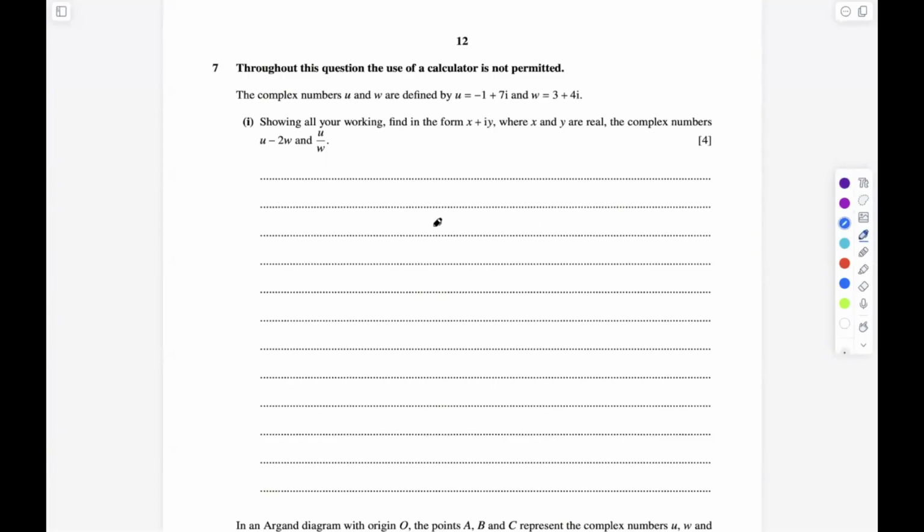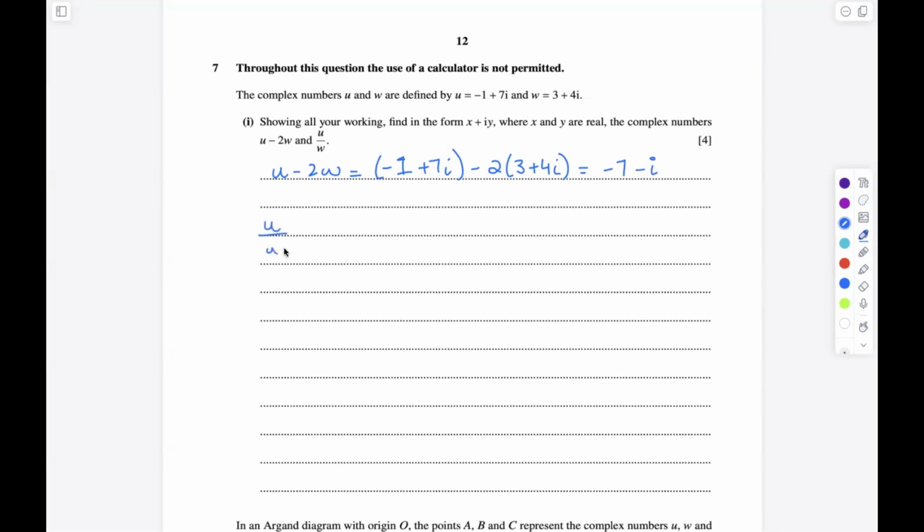In question 7, the complex numbers u and w are u = -1 + 7i and w = 3 + 4i. In part 1, we have to show that the complex numbers u - 2w and u/w are in the form x + iy. In the first step, u - 2w will become -1 + 7i - 2(3 + 4i). Simplifying this, we'll get -1 - 6, which will become -7, and +7 - 8, that will become -i. So this is u - 2w.